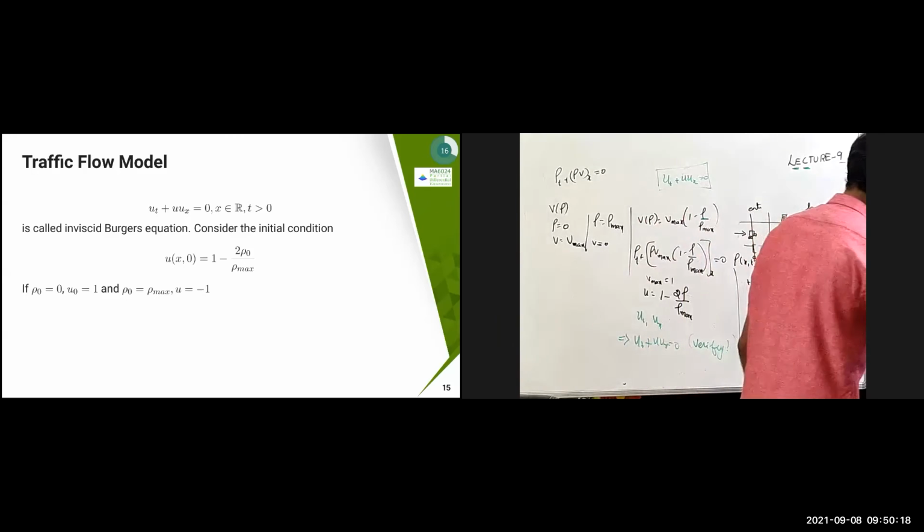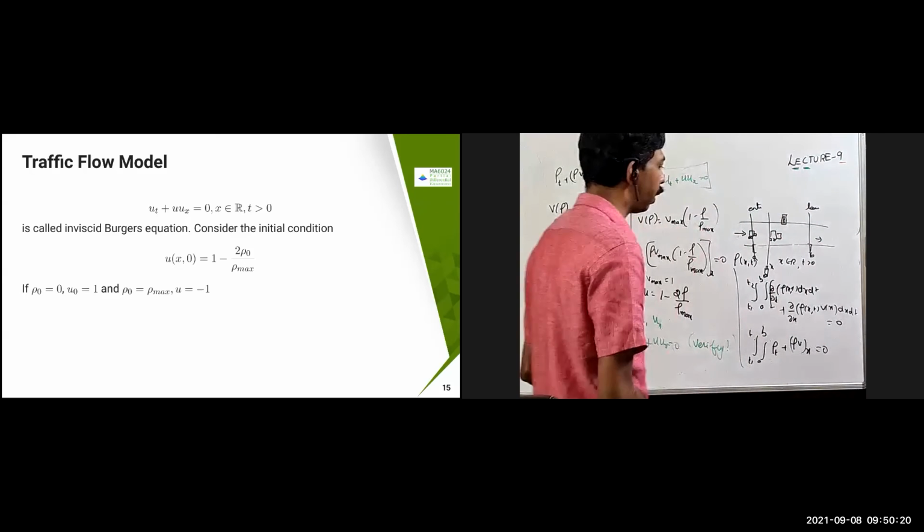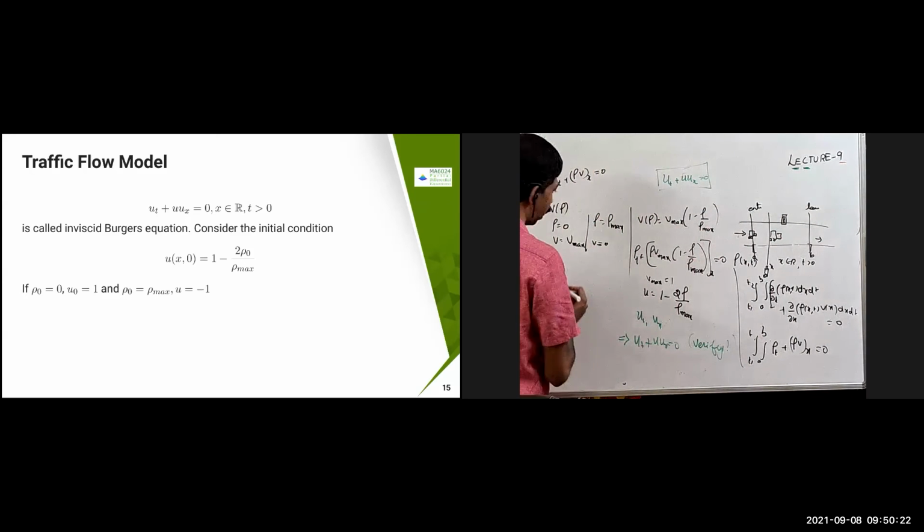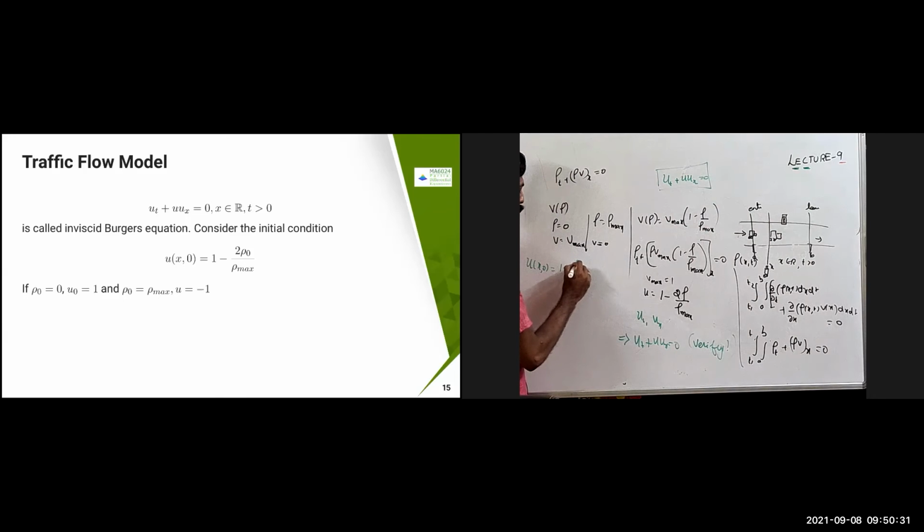Okay, so it is called the implicit Burgers' equation, with initial conditions. I can put some initial conditions also. The initial conditions are as follows: u of x comma 0 equals 1 minus 2 rho naught by rho max. I'm going to use that. This is the initial condition, and I'm going to use it.